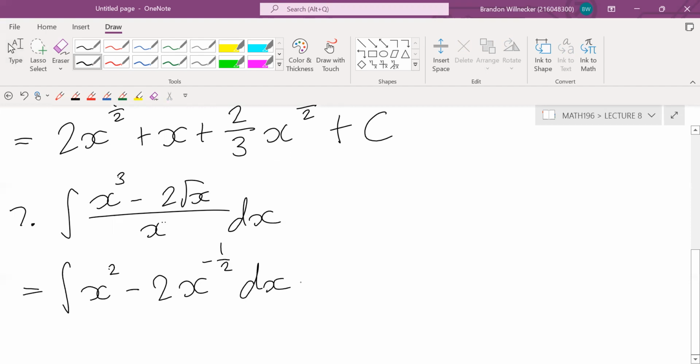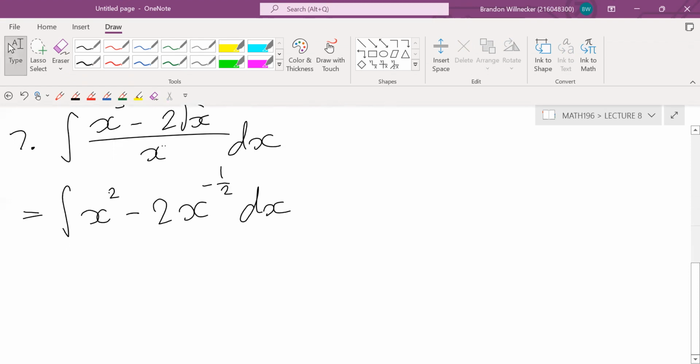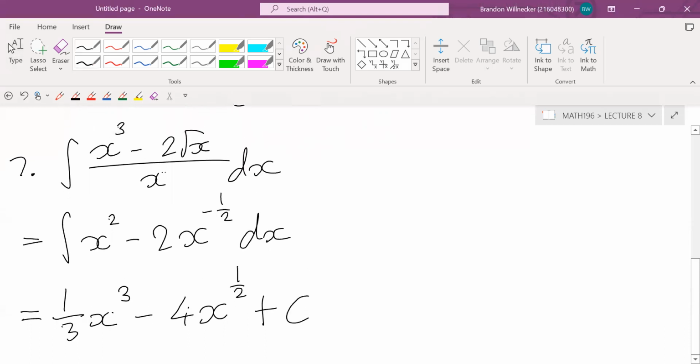Okay, so now that it looks much simpler, we can then apply the rules. So for the first term, we add 1 to the exponent to make it 3, divide by 3, so we get 1/3 x cubed. Minus, we add 1 to the exponent to make it a half. Dividing by a half is the same thing as multiplying by 2. So we have 4x to the 1/2. And don't forget your plus c.